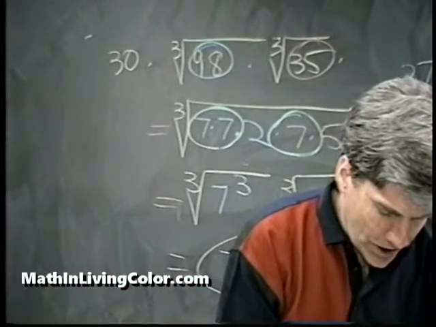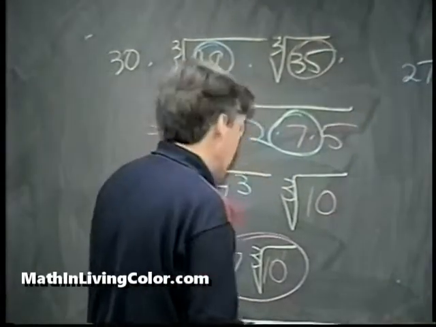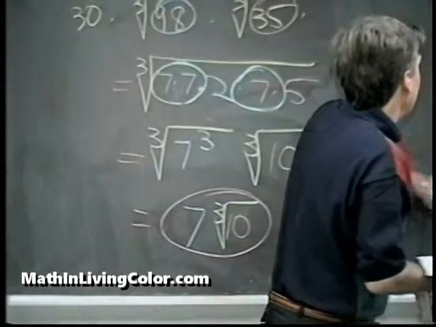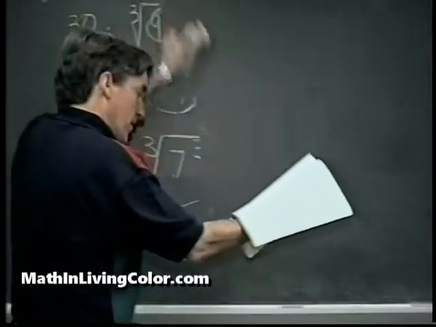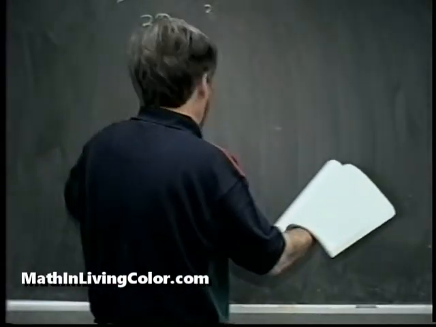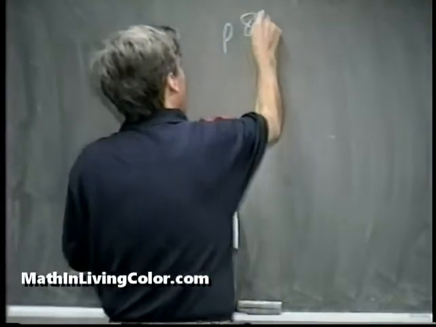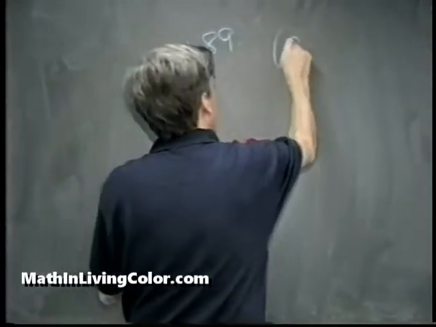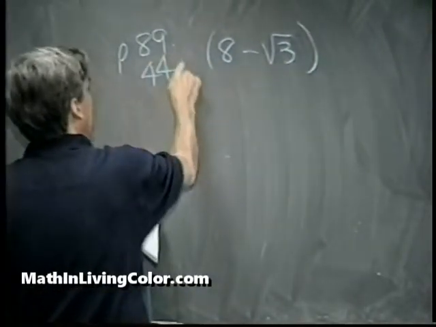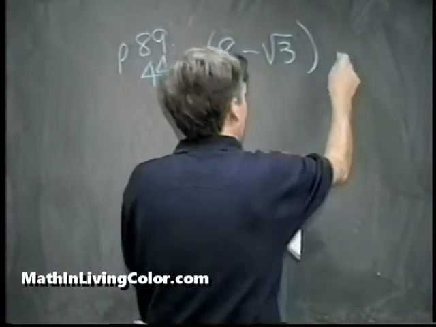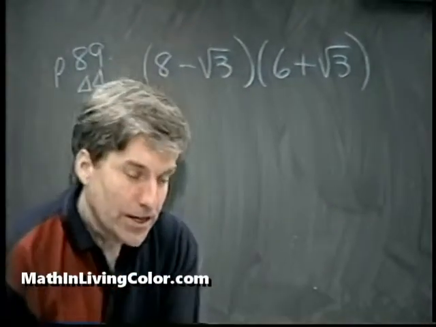Now, continuing on, we get some other products. Some of the products that we'll have to do will be like distributive property and the FOIL type problems. So I think probably on page 89 would be a good place to look at one. On page 89, you have 8 minus the square root of 3. This is number 44, sorry about that. 8 minus the square root of 3 times 6 plus the square root of 3. And what I need to do is FOIL it.